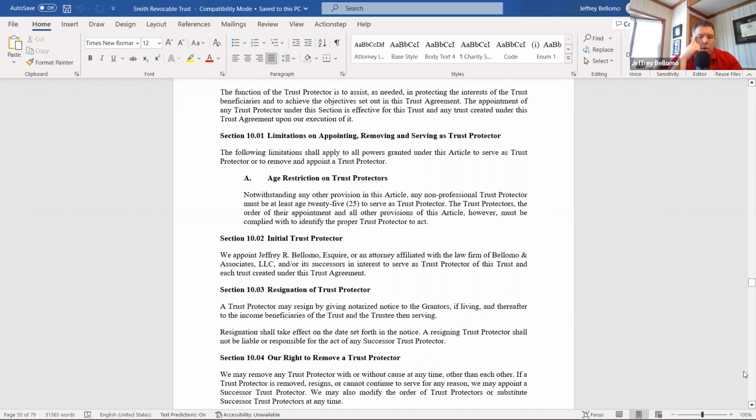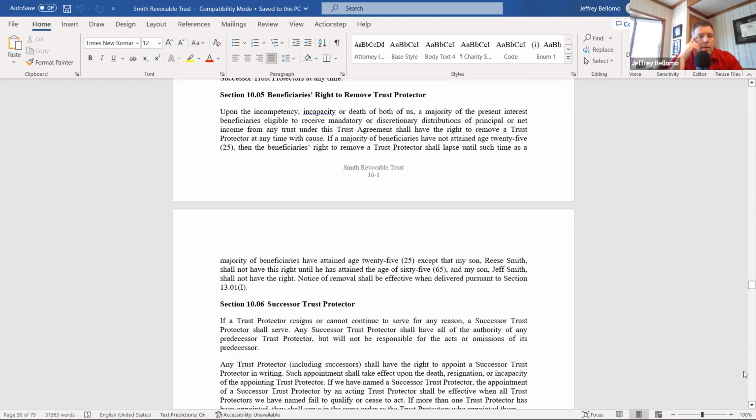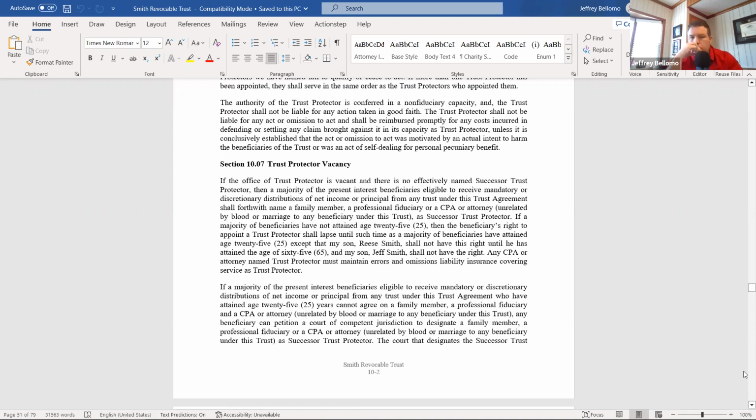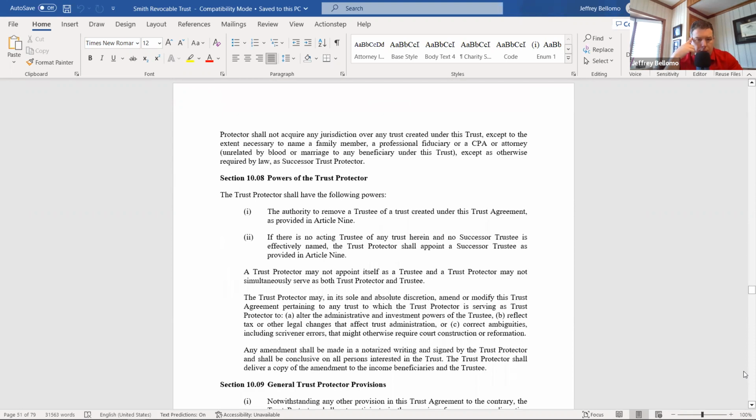But totally your call. Of course, you have the right to remove us at any time and appoint who you want. The beneficiaries have a right to remove us as well. And any backup trustee can be named. Again, same limitations. We want it to be a professional who is not a blood relative.